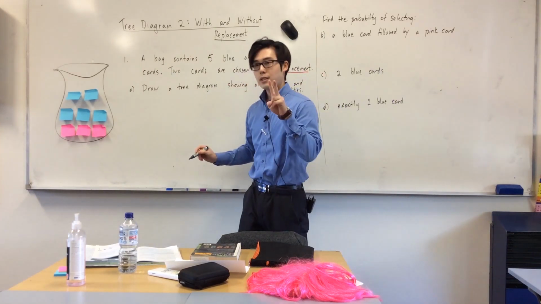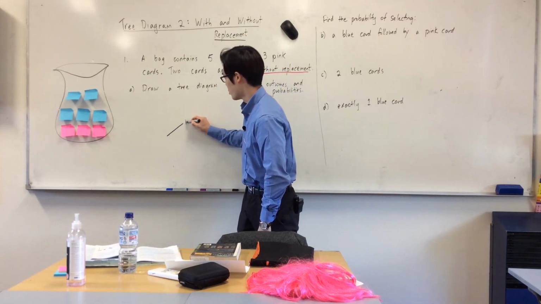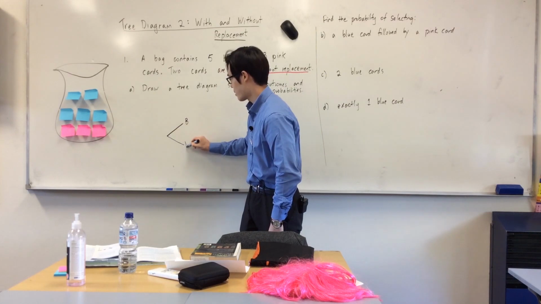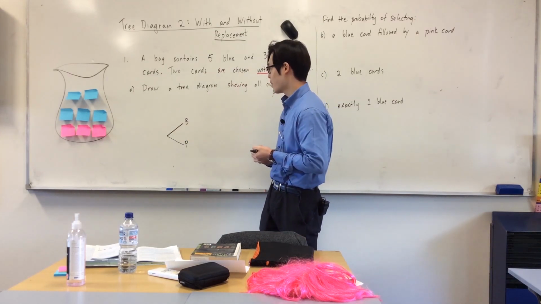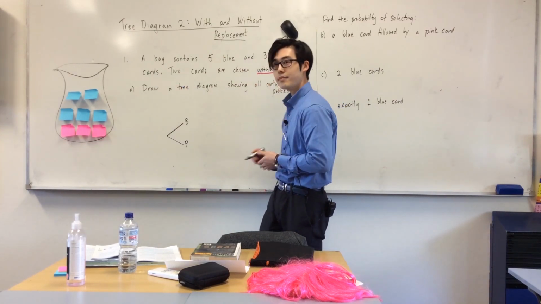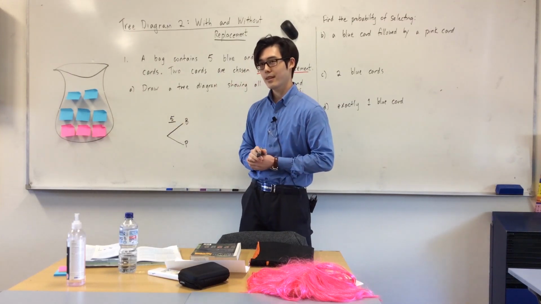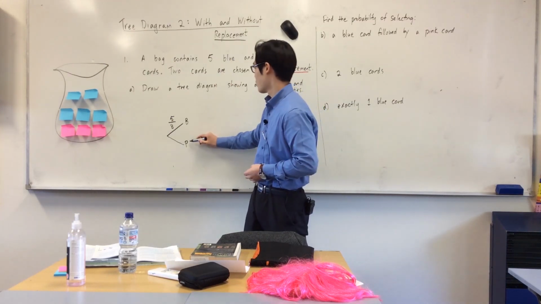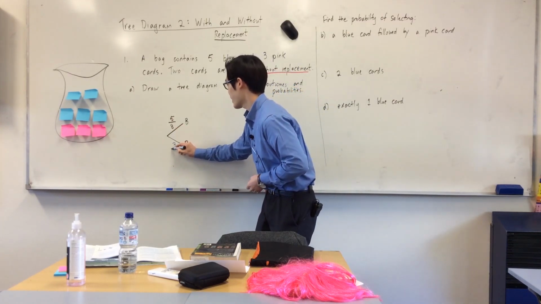I'm going to start with 2 branches because there are 2 different types of colors. One is blue, one is pink. So I have the option of choosing either blue or pink. However, this time there are actual numbers involved. How many blue cards are there in the bag? 5. 5 out of what? 8. What's the probability for pink then? How many pink cards are there? 3 out of 8.